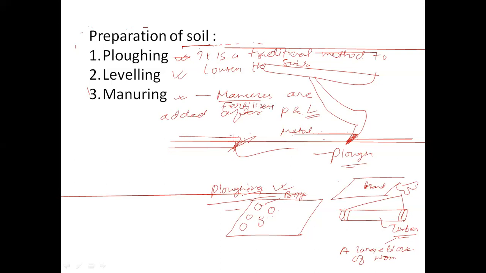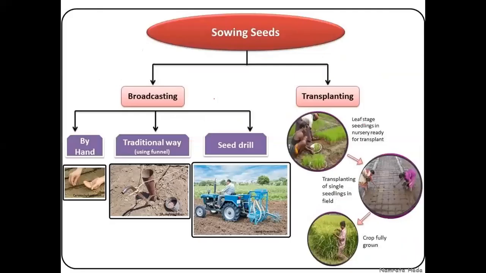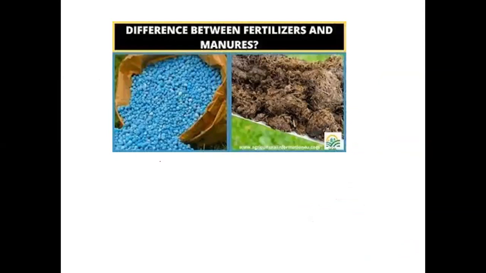So let's take a look at how this manure and fertilizer looks. You see, look at this. This blue ball-like structure is called fertilizer. Not all fertilizers look like this. This is just an example of a fertilizer. And here you can easily guess it is what? Manure.